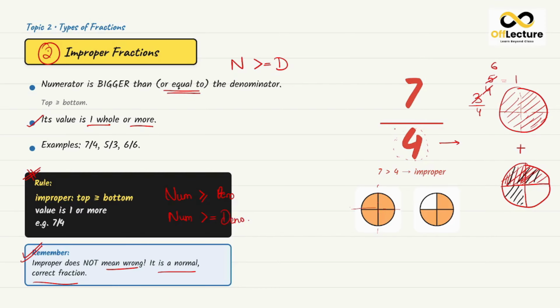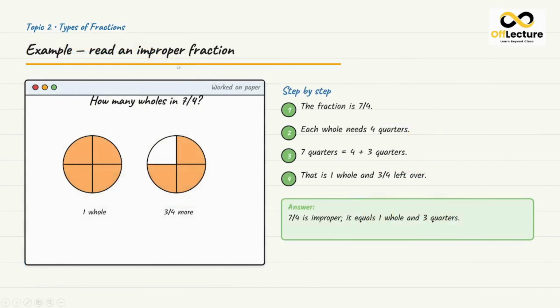Okay, an example we have seen is 7 by 4. Let's go through an example. So how many wholes are in 7 by 4? It is asking us how many wholes will be there in the 7 by 4 fraction. So how will we do it step by step? The fraction is 7 by 4. Each whole needs 4 quarters or 4 sections.